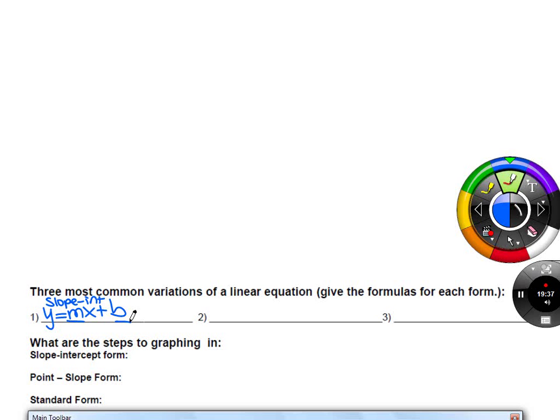Okay. All right, someone else give me a different form of a line that you know. Liam? Good. Okay, so standard form. I'm actually going to put standard form on number 3. I have a reasoning for it in my head.